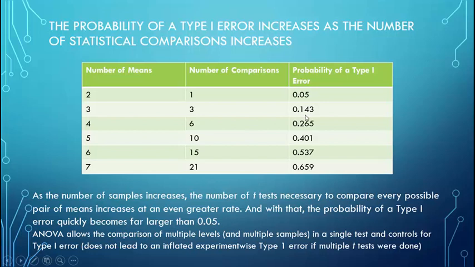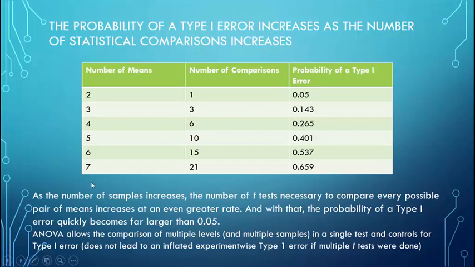And now your type 1 error rate is almost at 15%. There's a 15% chance that somewhere in those three comparisons you will have made a type 1 error. When you have four means, now you've got 6 comparisons and almost a 27% chance that somewhere in all of those individual t-tests you would have made a type 1 error.